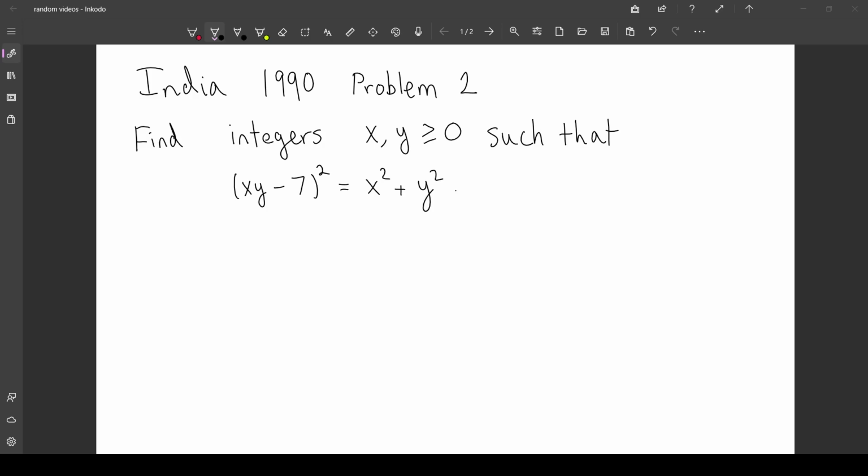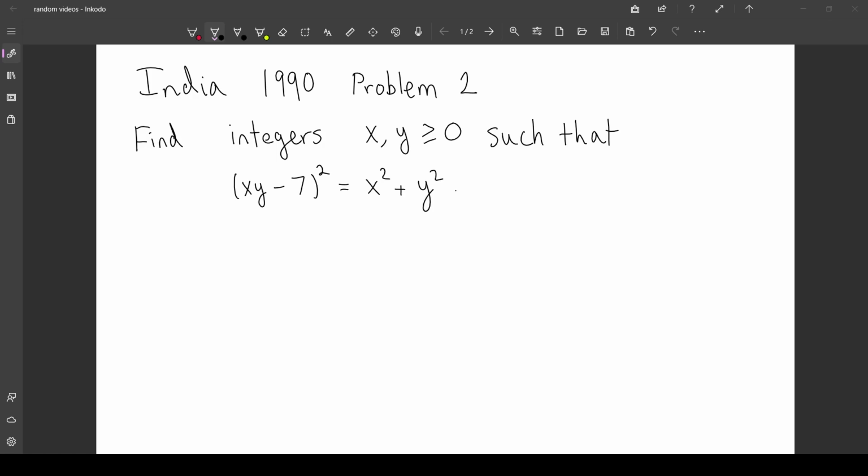So we want to find integers x and y, which are non-negative, so they're greater than or equal to 0, such that the following equation holds. (x times y minus 7) all squared is x squared plus y squared.